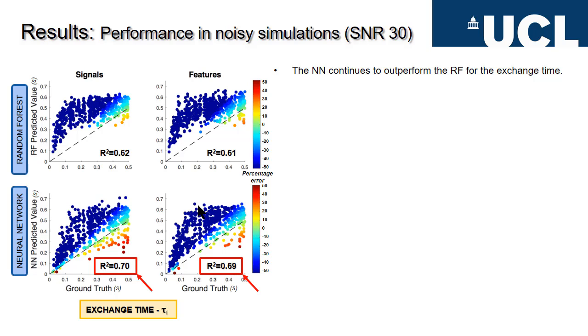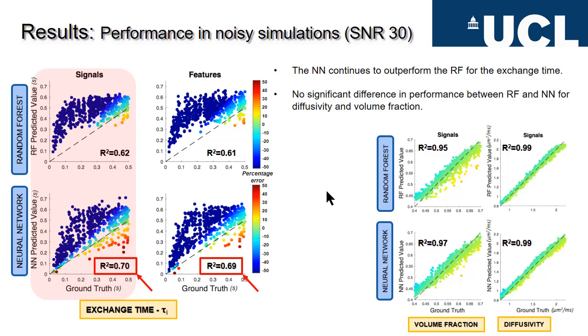And we also noticed that the noise closes the gap between the predictions using the signals versus the features-derived signal database. However, we got a slightly better performance when using the signals. For the other two microstructure parameters, we continue to observe no significant difference in performance between the signals and the features database for both models.